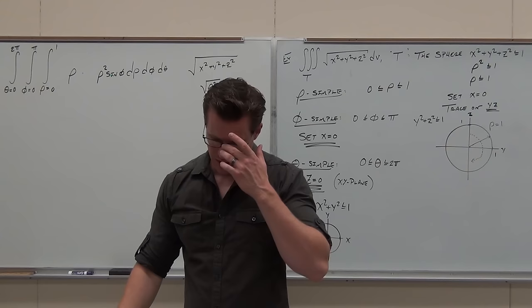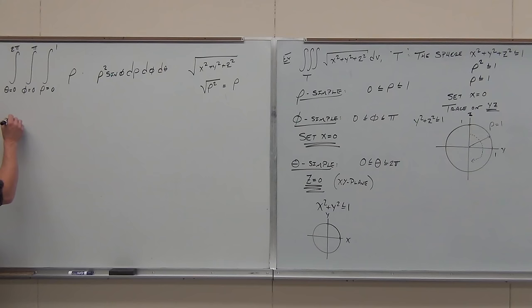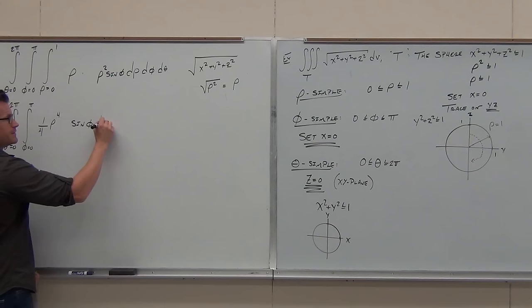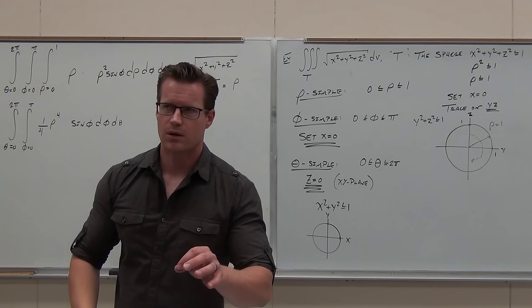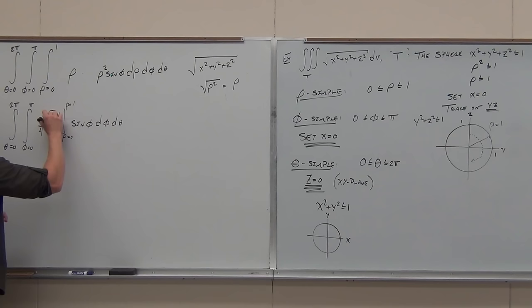We'll set up one more, and then I might give you a break here real quick. Let's do some things. Come on, just help me out really quick. What do we get? 1 to 4. 4 to 4. Sine theta, sine phi, d phi, d theta. So far so good? What do we plug in for rho, and rho's going from zero. Which means we get this double integral.